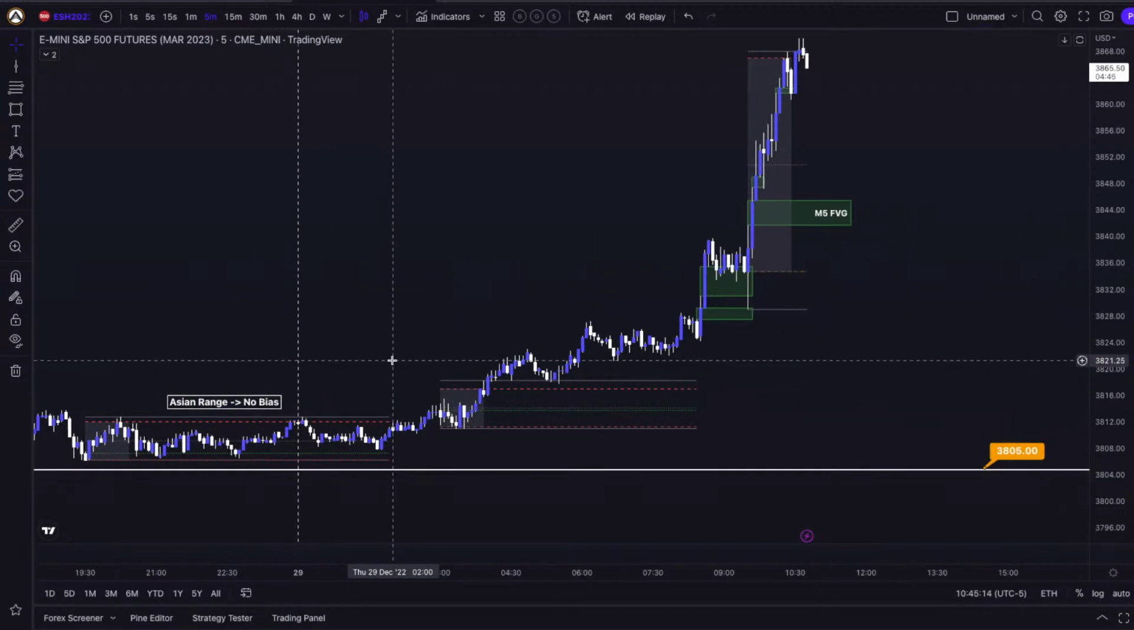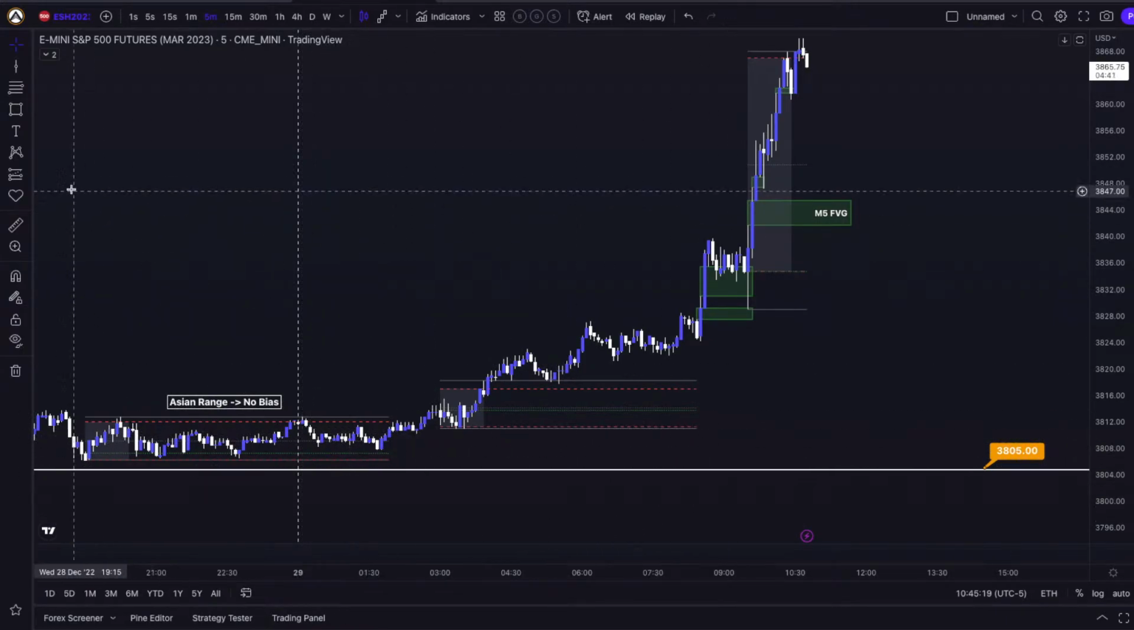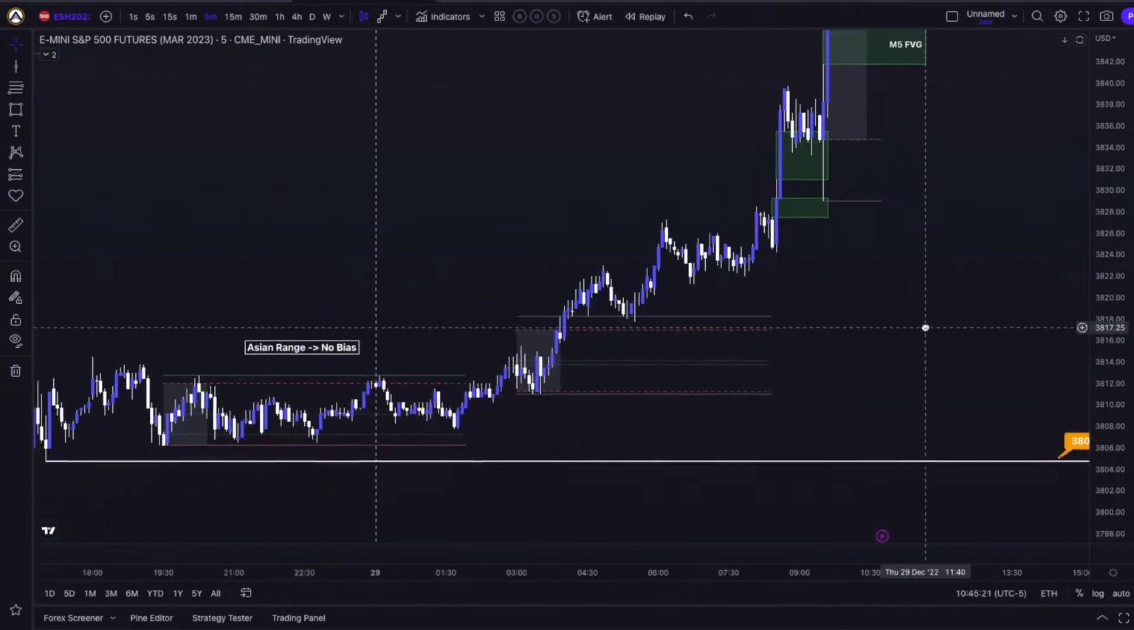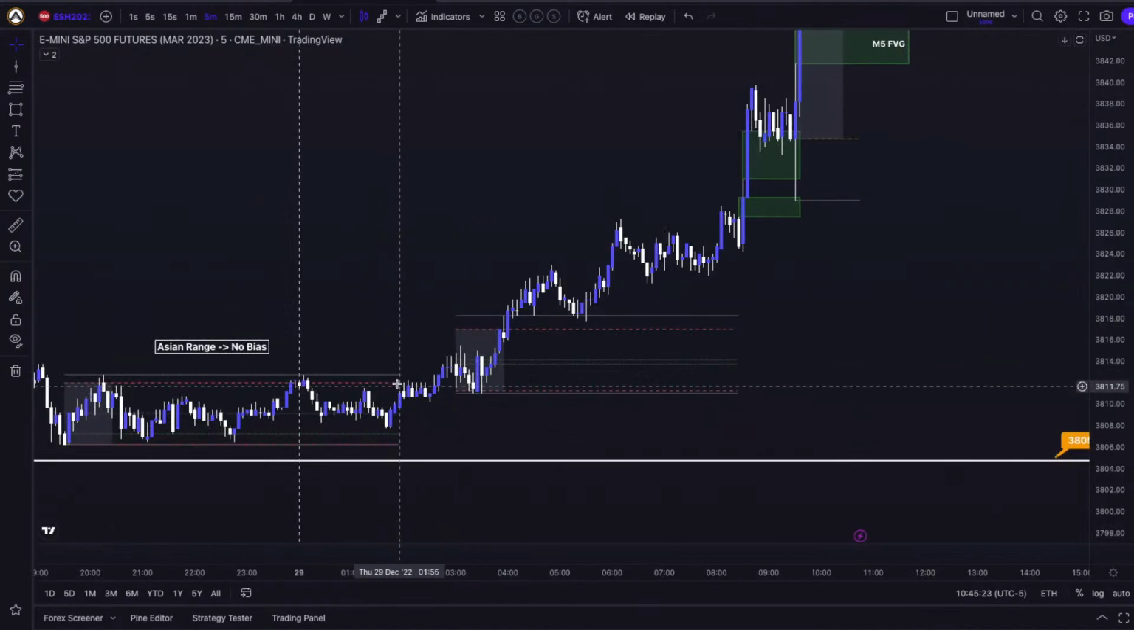No confirmed bias for the Asian range. Right here around midnight, we continued inside our Asian range. Let me actually zoom in here. And then we finally broke above our Asian range basically right here after 2 a.m. New York local time. We started to move our way further to the upside.